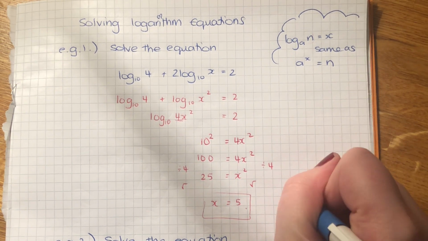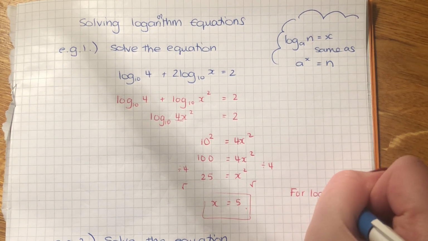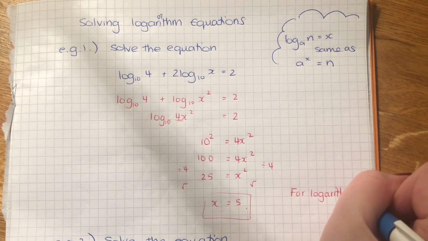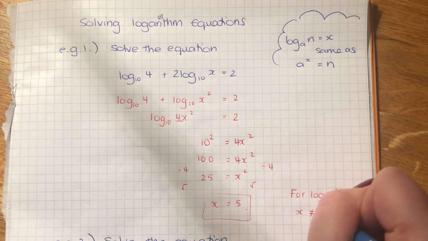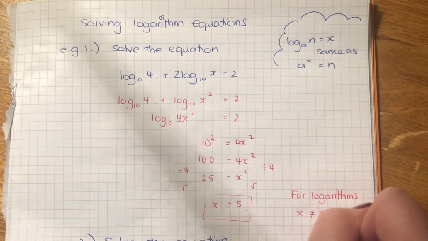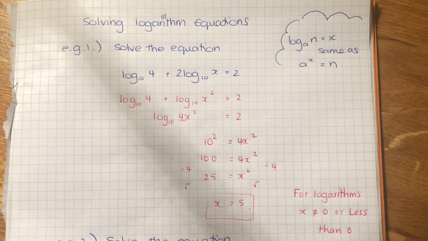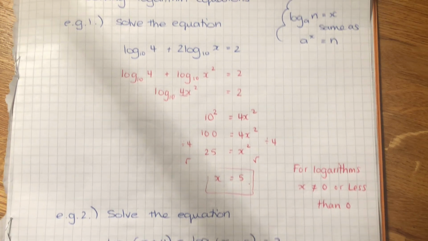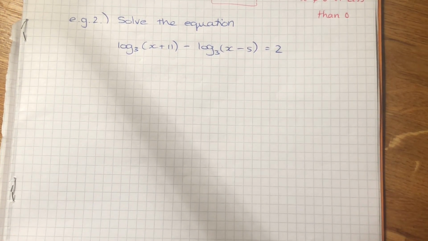So let's just quickly write a note. So for logarithms, x is never equal to 0 or less than 0. Okay, cool. Okay, so that was quite a nice one. We're going to move on to, in fairness, the next one's quite nice too. It's just a little bit different.